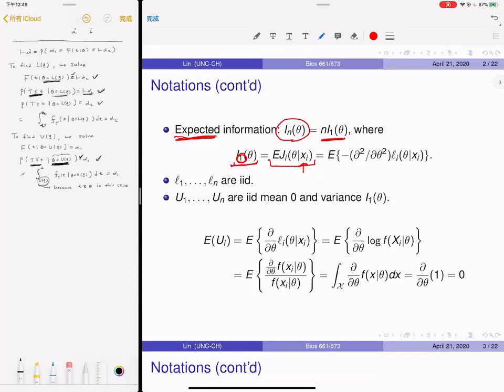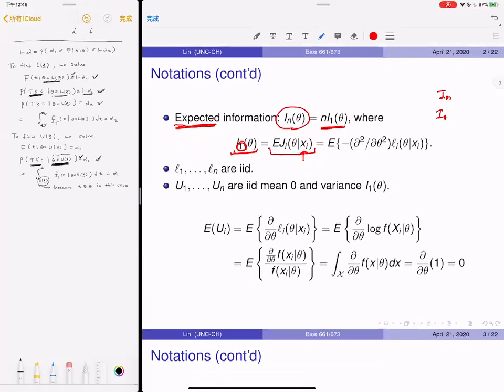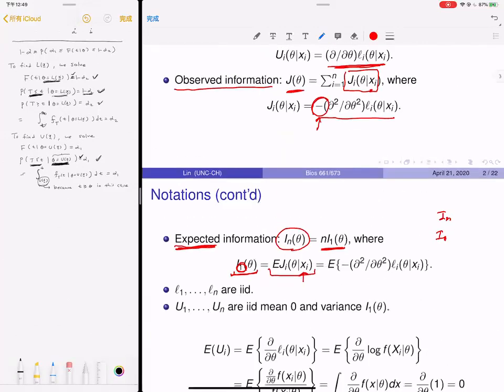Now how to see that. But right here, I do want to point out a notation difference. I_n means total information coming from the whole sample. I1 is information coming from only one individual.